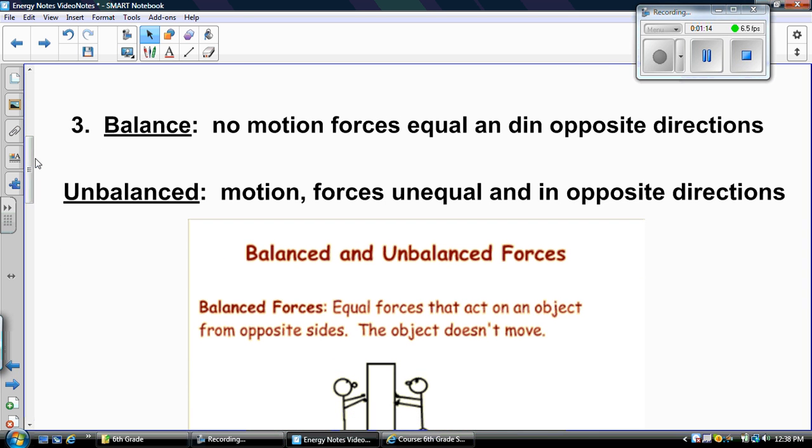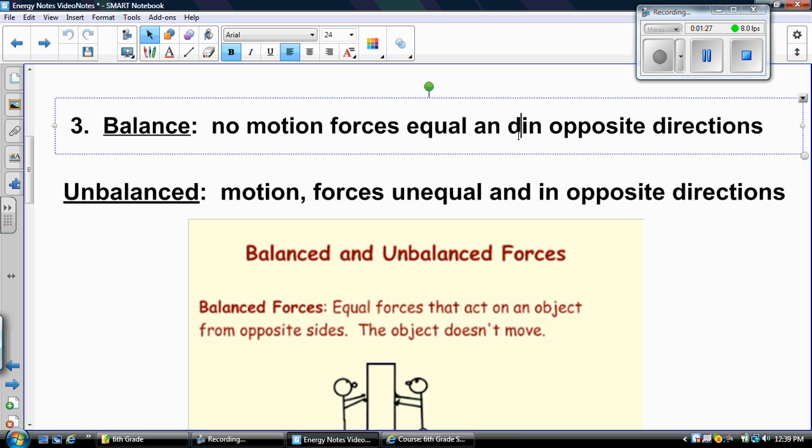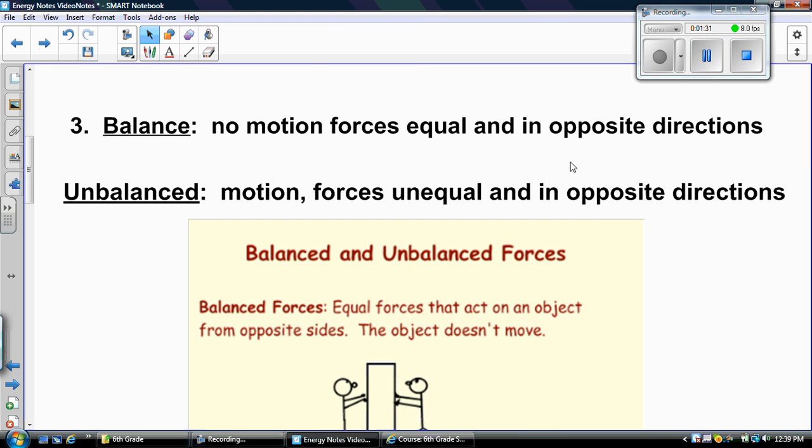Okay, there are two types of forces: balanced or unbalanced forces. With a balanced force, there's no motion, no movement. That means the forces are equal and in opposite directions. I'm going to give you some examples in just a minute. An unbalanced force means there is motion, so matter is moving. The forces are unequal in opposite directions.